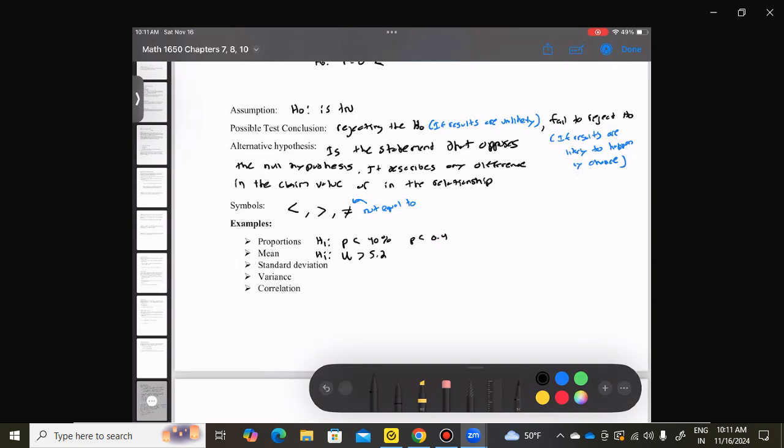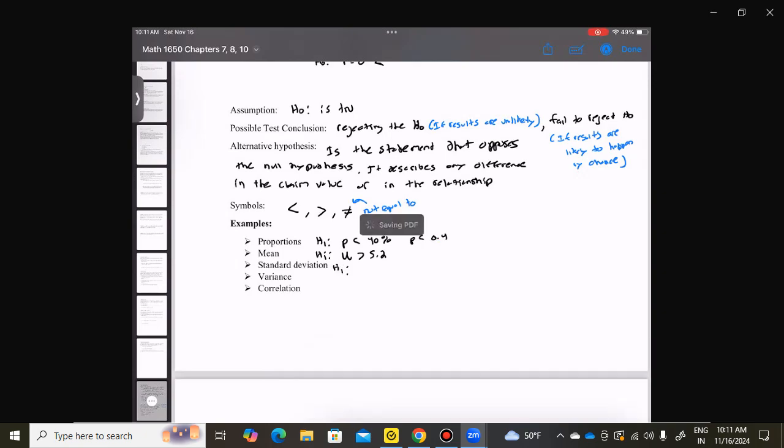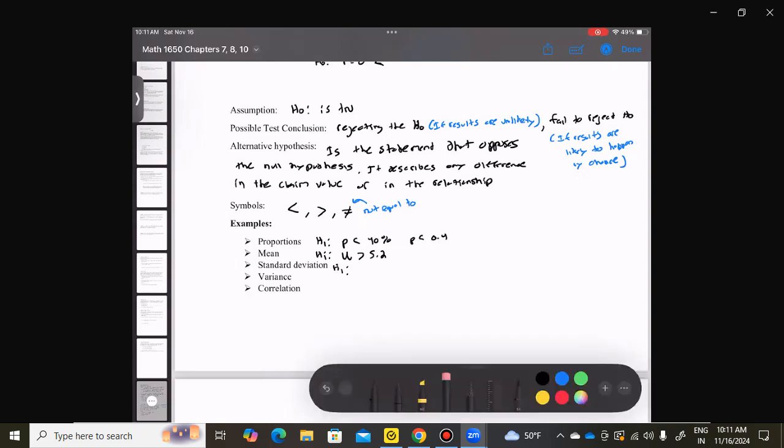It could be, oops, every now and then I turn that 1 into 9. It could be a standard deviation is not equal to 1.5. Or the variance is not equal to 225. Or the correlation is not equal to 0, which would say there is correlation.